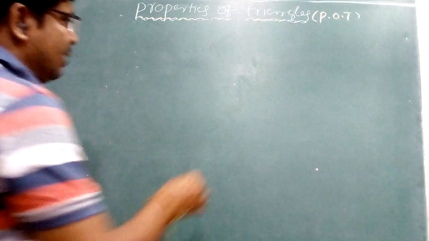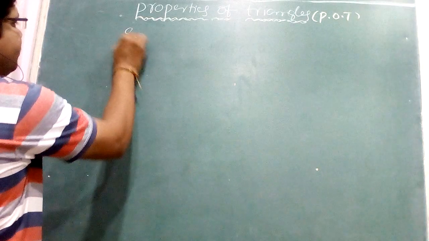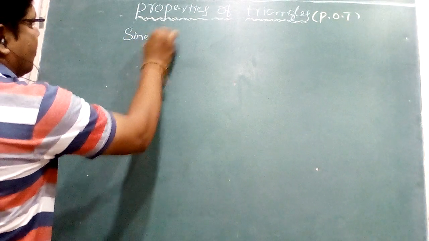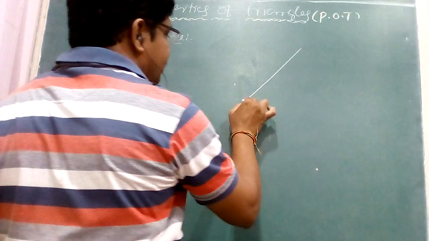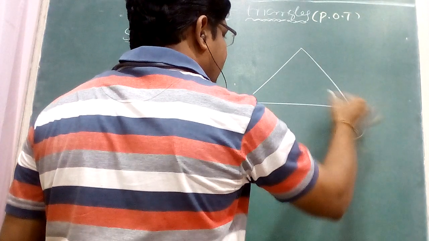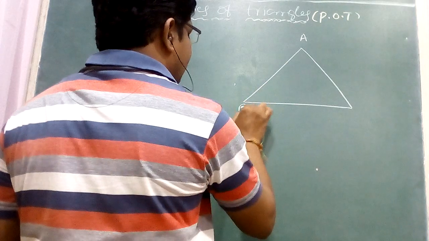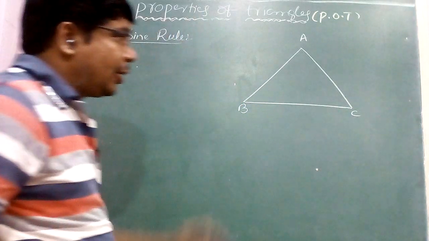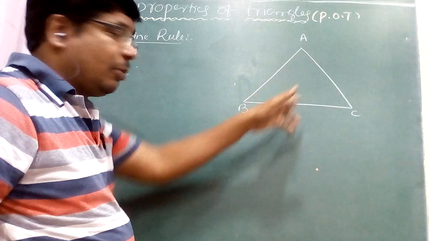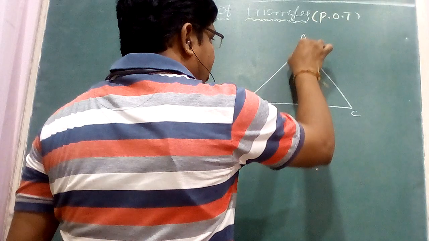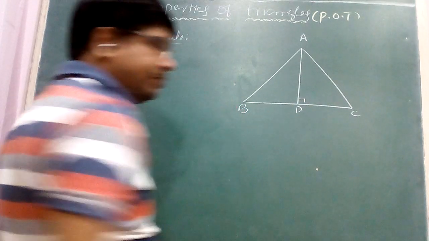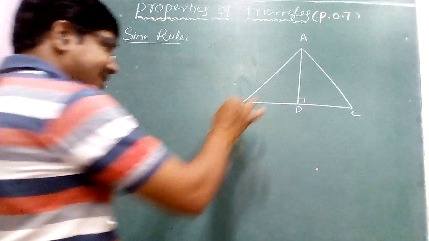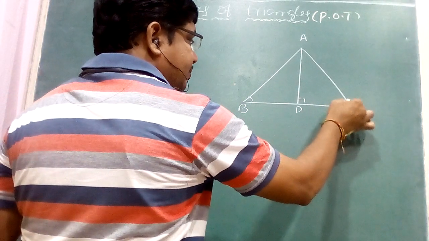Now, in a triangle ABC, now I am deriving the sine rule. In triangle ABC, from vertex A draw a perpendicular to the opposite side. Draw perpendicular to the opposite side. The foot is D. Now, this is angle B, angle C.